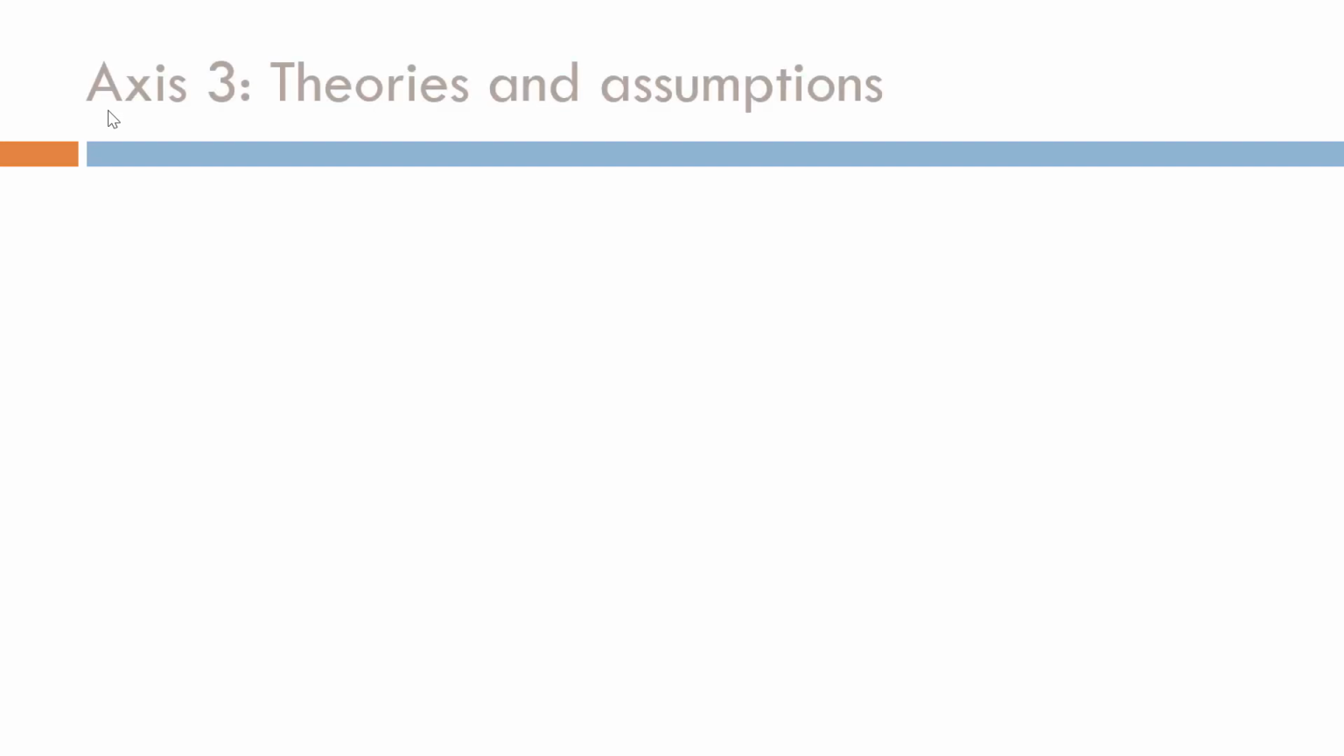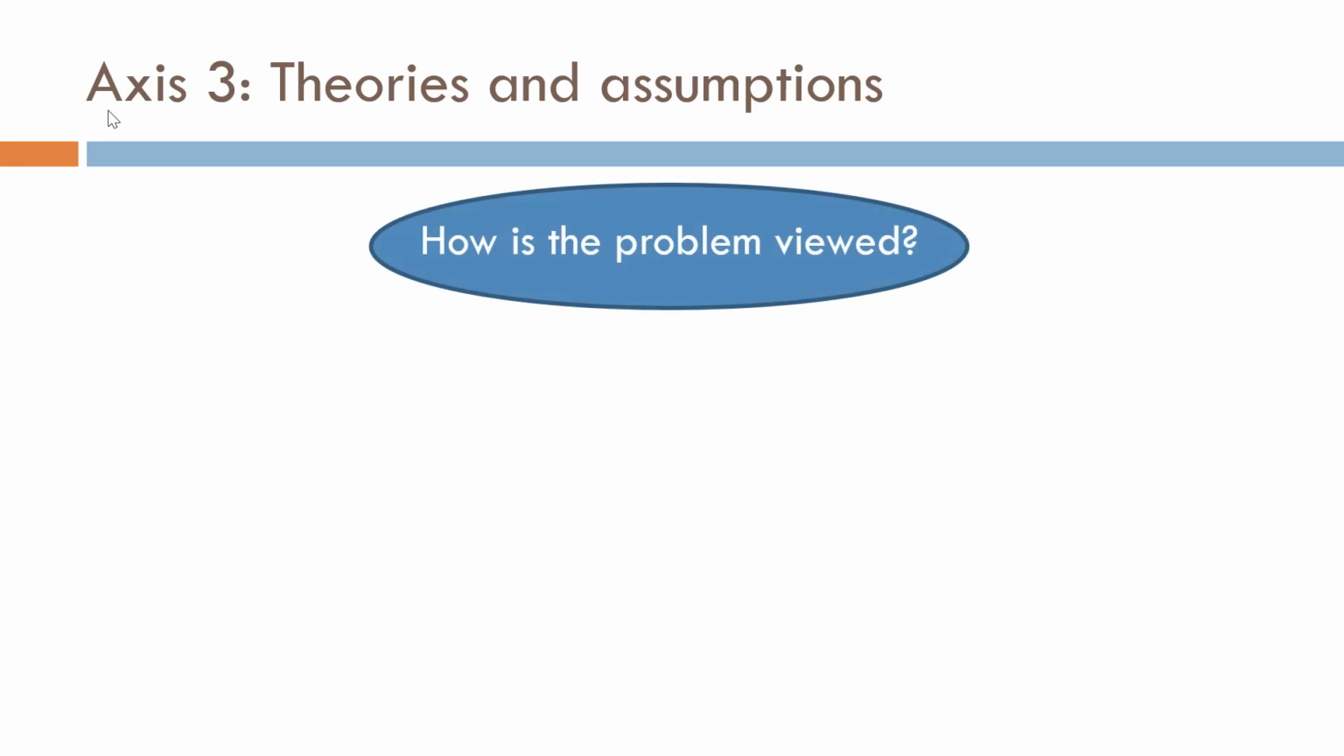Okay, the third axis involves theories and assumptions. And this really is about two main questions that, if you recall all the way back to the very first couple of weeks of classes, we kind of covered there. But here's a little bit more detail. Okay, the first question is, how is the problem viewed? In other words, what is believed to be the cause of the problem?